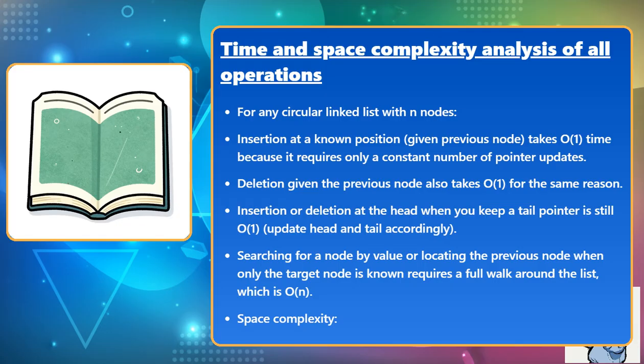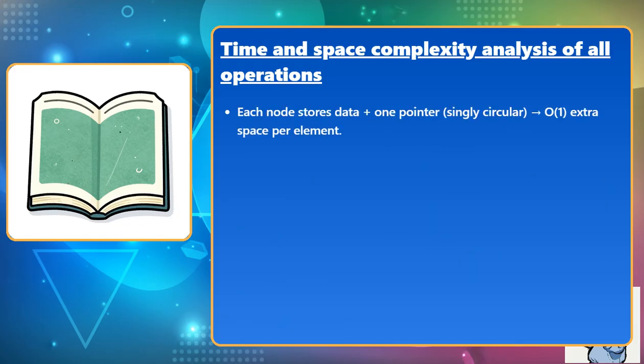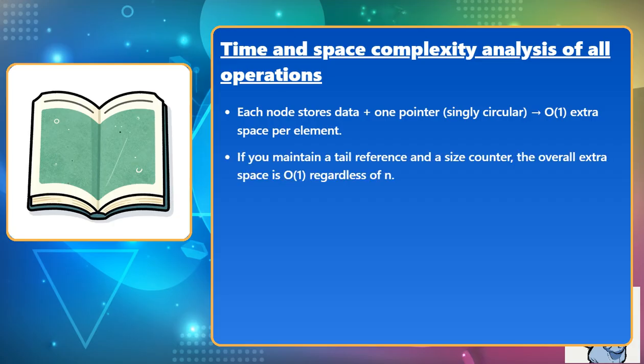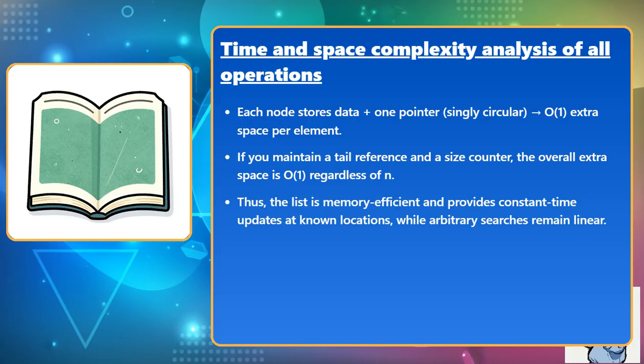Space complexity. Each node stores data plus one pointer in a singly circular list, O(1) extra space per element. If you maintain a tail reference and a size counter, the overall extra space is O(1) regardless of n. Thus the list is memory efficient and provides constant time updates at known locations, while arbitrary searches remain linear.